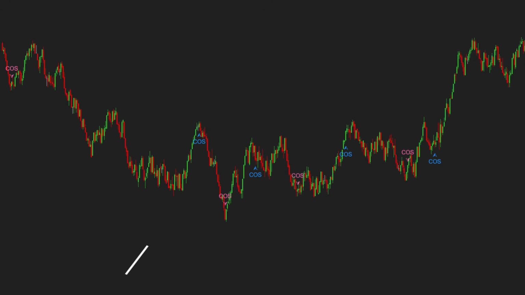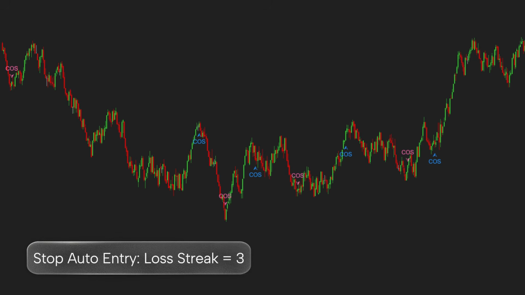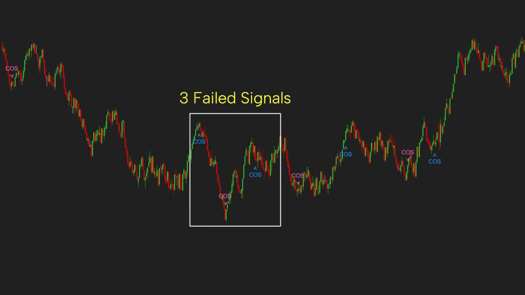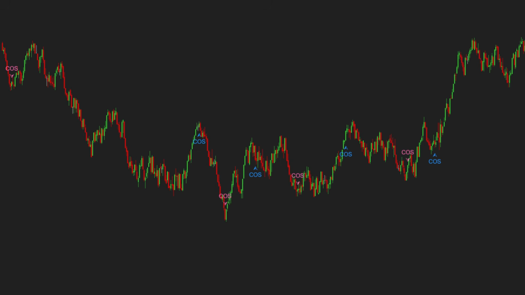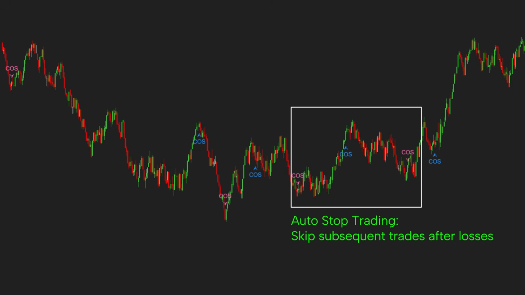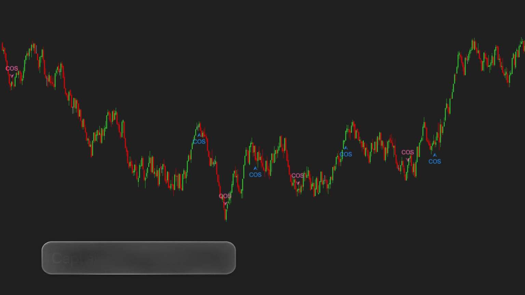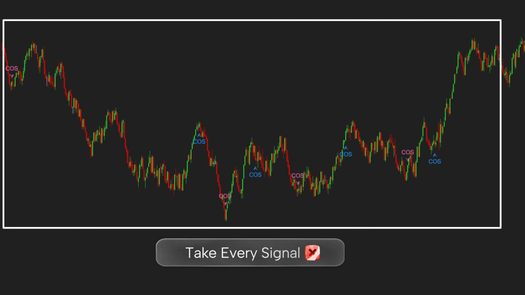Next is the skip trades after a losing streak feature. Looking at the example shown here, if you set stop auto entry loss streak to 3, it means that after the system takes 3 losing trades in a row, the auto-entry feature will automatically stop placing new trades. This setting helps traders avoid continuing to trade during a losing streak, reducing the risk of account drawdown when the market is no longer aligned with the current trading logic. Unlike version 1, the system will continue entering trades based on the buy and sell signals that appear on the chart. This means traders still need to manually manage risk when the strategy goes through a losing streak.